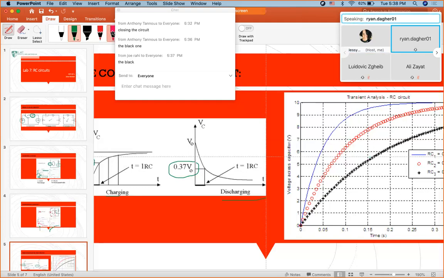Okay, let me try it. So let's say 10 is the maximum voltage, 63%.